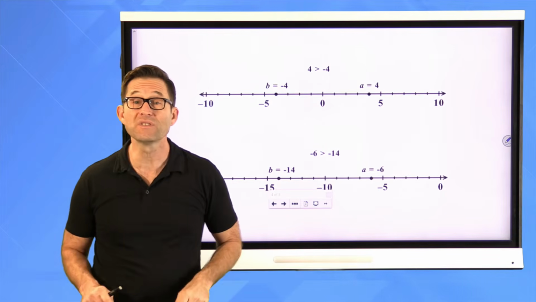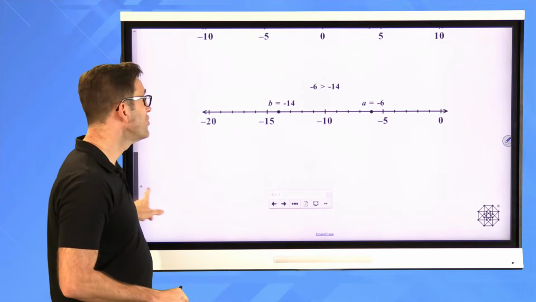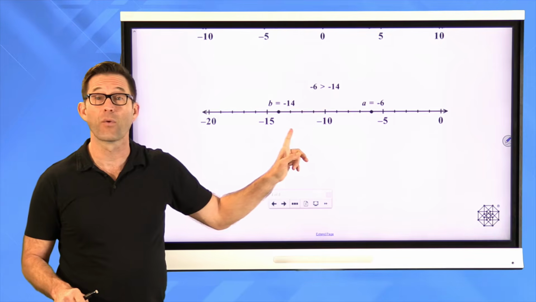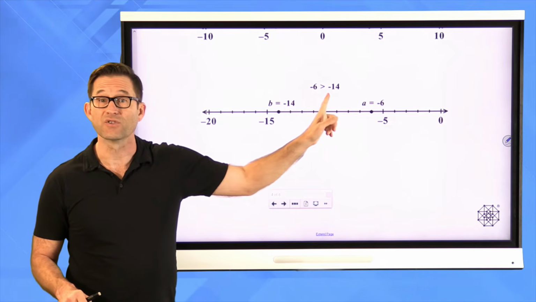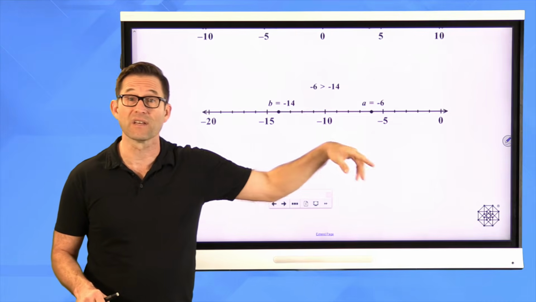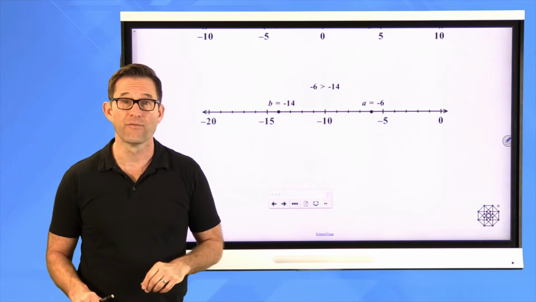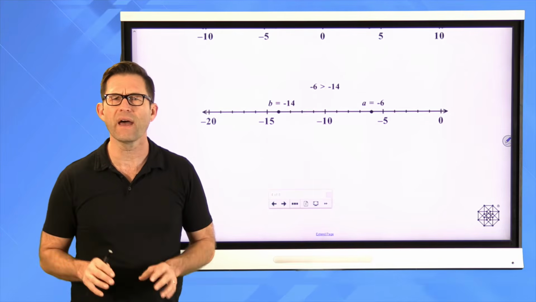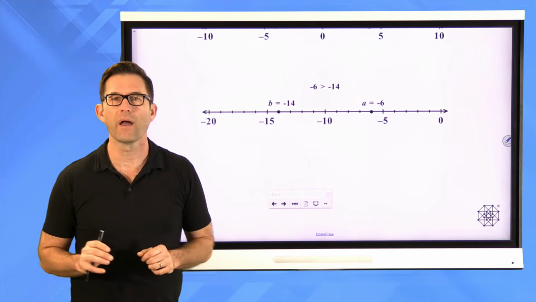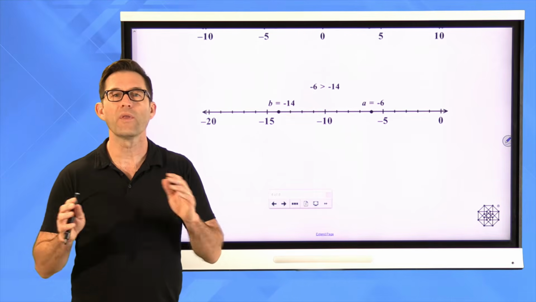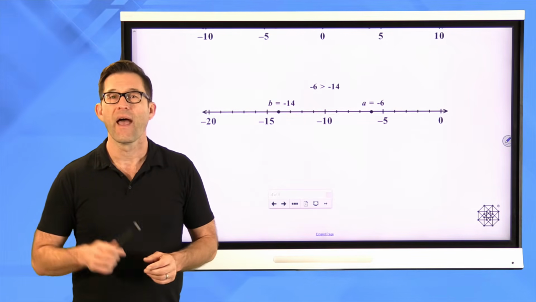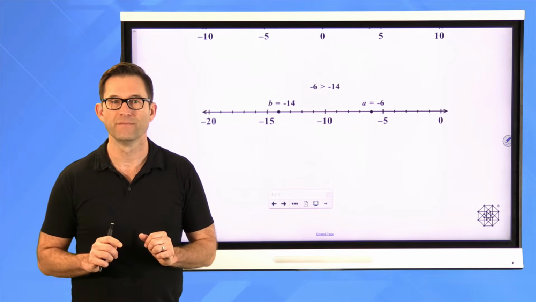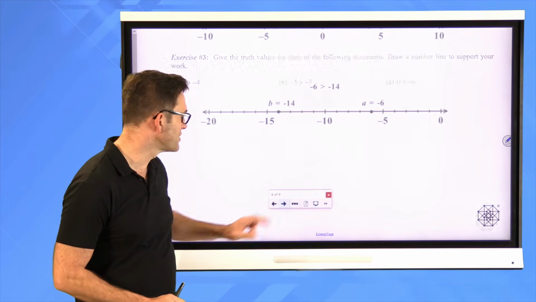And maybe the most confusing one of all, let's say the two numbers are both negative. So I've got a -6 here and a -14 here. Well, -6 is greater than -14 because -6 lies to the right of -14 on the number line. In every single case, all I have to think about is if I plotted these numbers on a number line, where would they lie relative to one another? And the one that lies to the right of the other one is the larger number. Let's see if we can use that idea to compare some numbers.